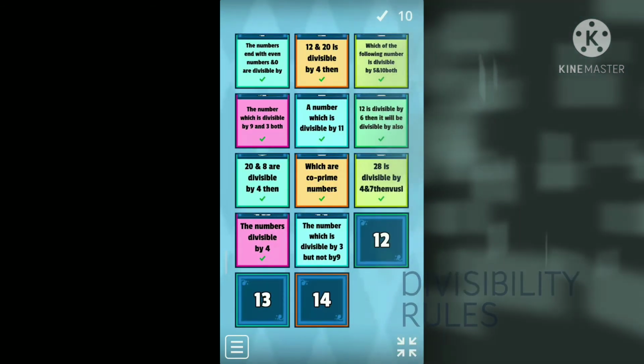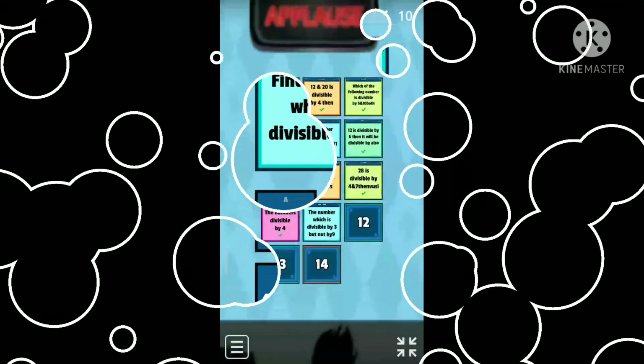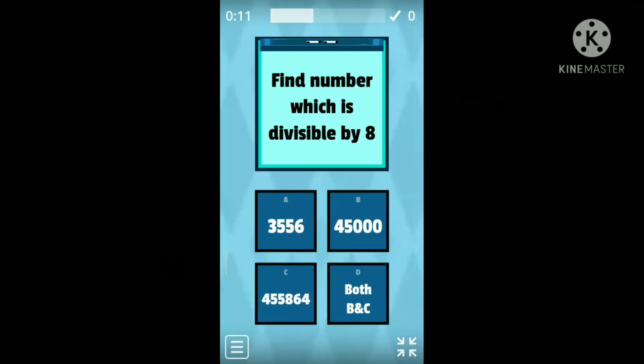Okay. Now checking the next question. My dear students, according to the question, we have to check which number is divisible by 8. We know that if the last three digits are divisible by 8, or end with 000, then that number should be divisible by 8. So according to the question, option D will be correct.